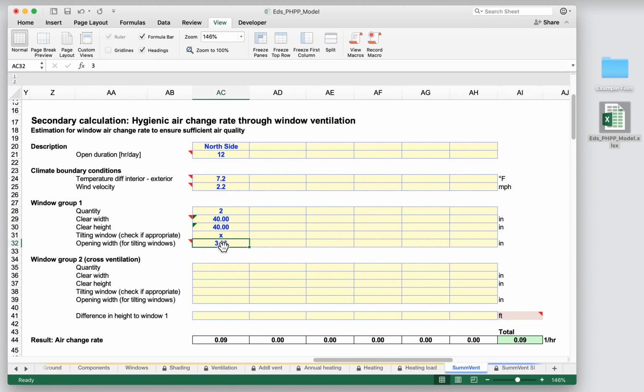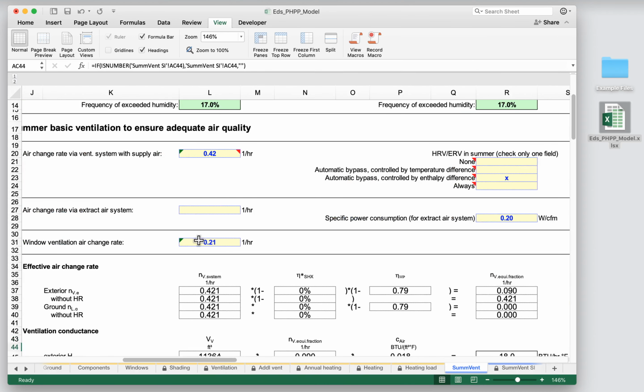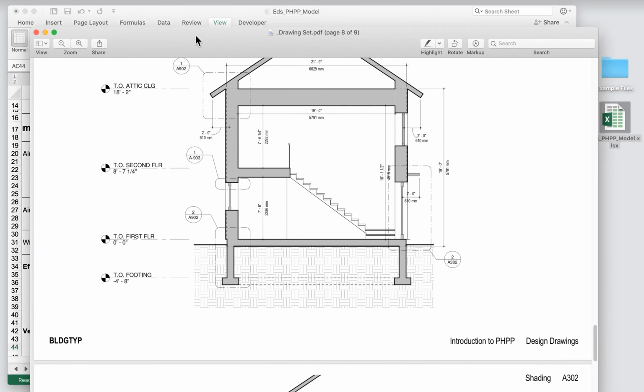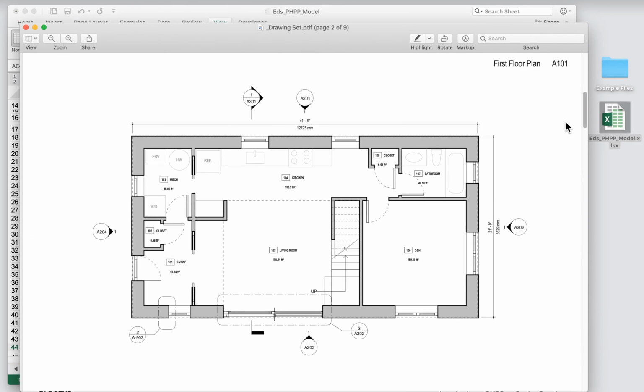And so at 3 inches there, our two north side windows are responsible for 0.09 air changes per hour. How does that stack up? Let's come back over here to our total. Well, in total, we want 0.21. Well, that's interesting. So let me bring back our drawing set here. Go back to our floor plan. So I said at a minimum, I want 0.21. And these two windows alone in tilt operation can supply about half of that.